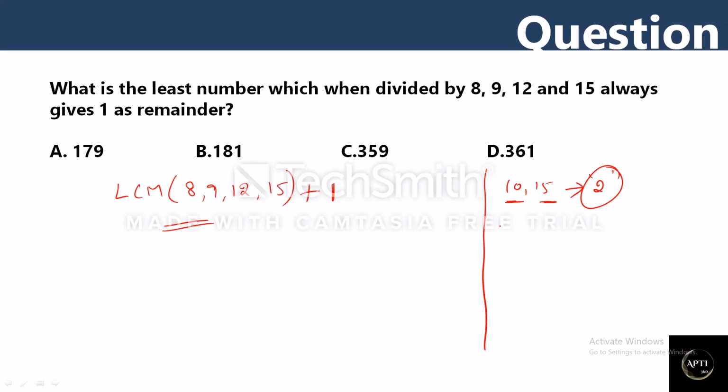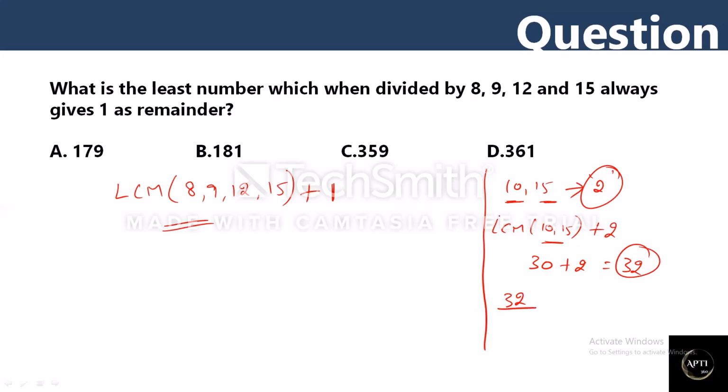Now what is the process here? LCM of 10 comma 15, plus 2, correct? What is the LCM of 10 comma 15? 30. 30 plus 2 is 32. If you want, you can cross check with that. The answer is 32.